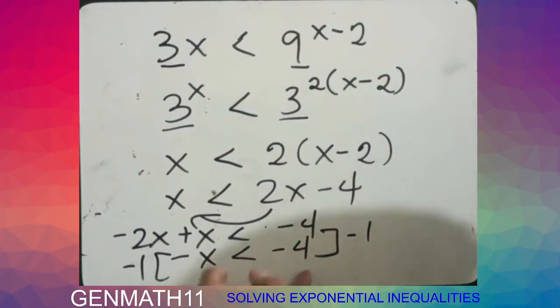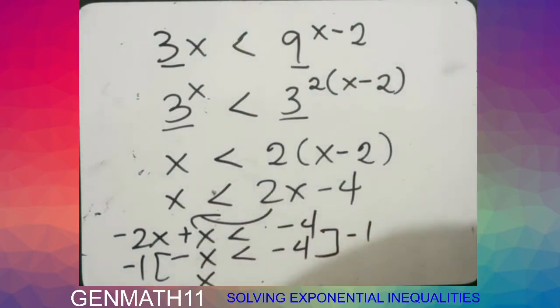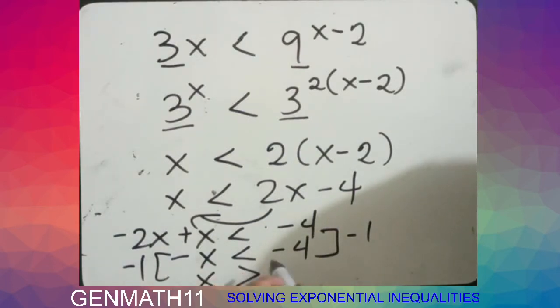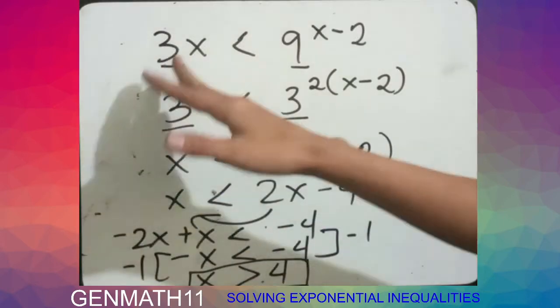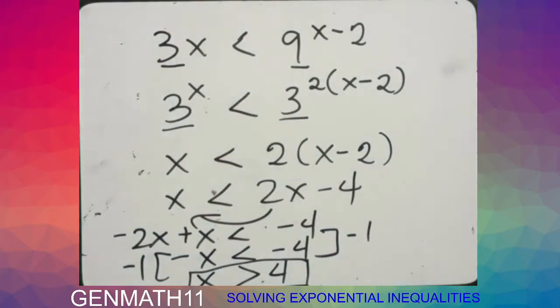So, negative 1 times negative x is x. Then, negative 1 times negative 4 is positive 4. Then, the inequality symbol mababago, magiging greater than 4. Okay? So, x is greater than 4 ang sagot. Ibig sabihin, for this exponential inequality, ang x natin dapat ay greater than 4. Okay?